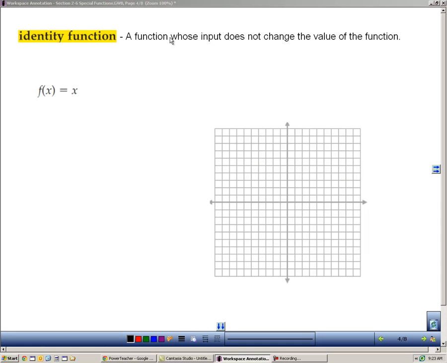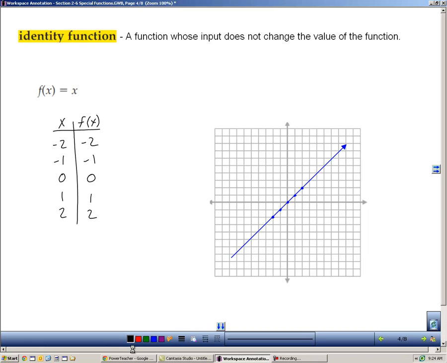Our next function is the identity function, and it's a function whose value does not change when you plug it in. So when I plug in an x, I get the exact same f of x. So if I plug a negative 2 in, I get a negative 2. If I plug a 0 in, I get a 0. If I plug anything in, I get exactly what I plugged in. So let's graph those ordered pairs. So here you have an identity function.